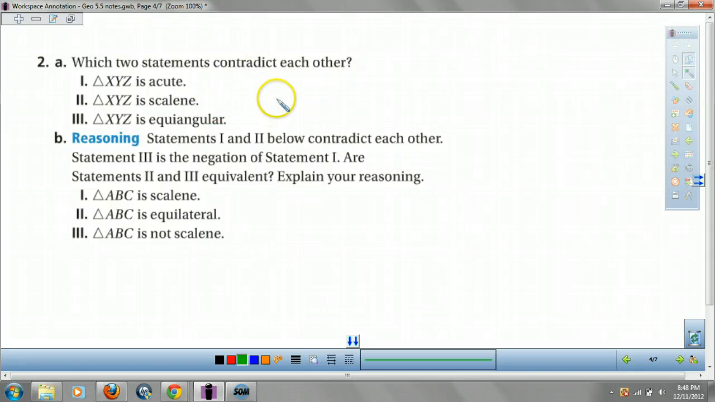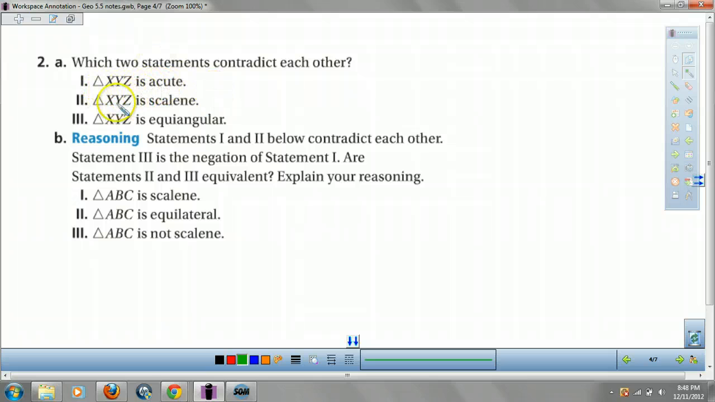Another question you might be asked is, which two statements contradict each other? This always reminds me of that Skittles commercial. You're a Scottish bagpipe player. Or, nah, you guys know what I'm talking about. You're a walking contradiction.